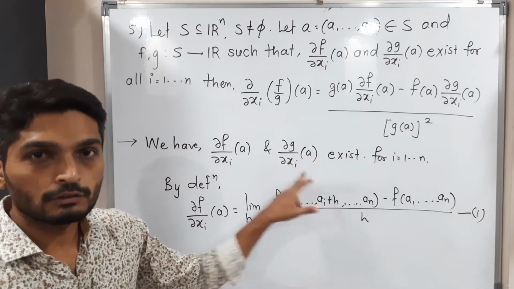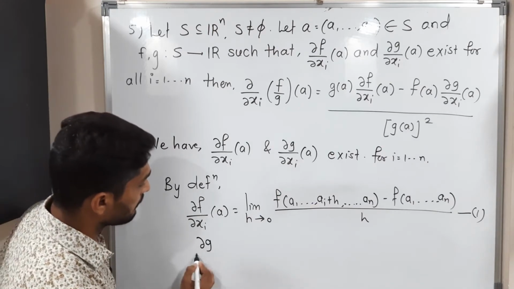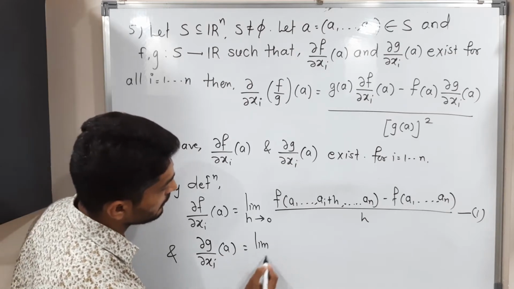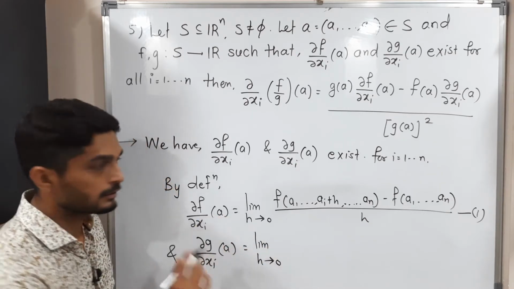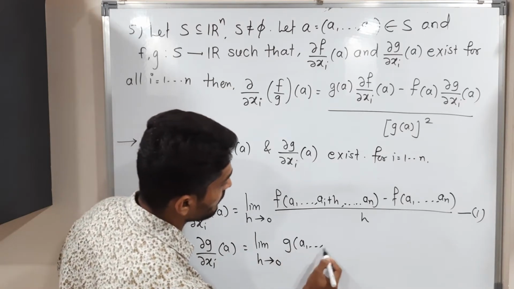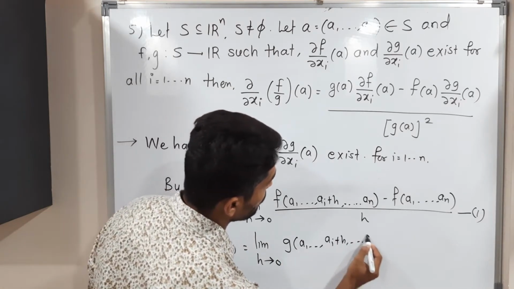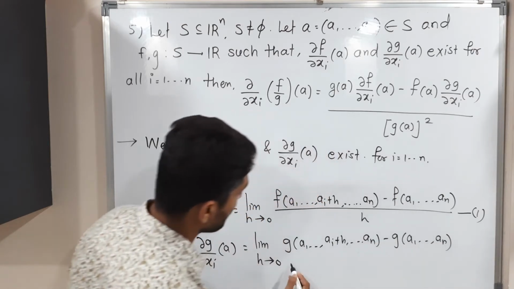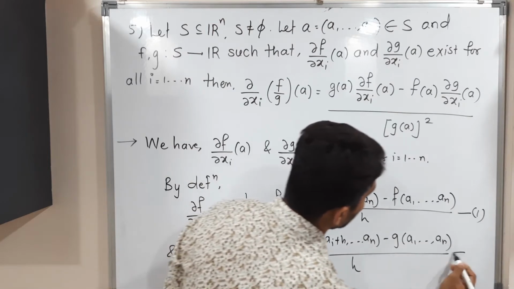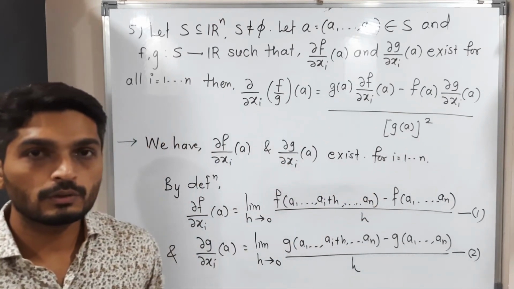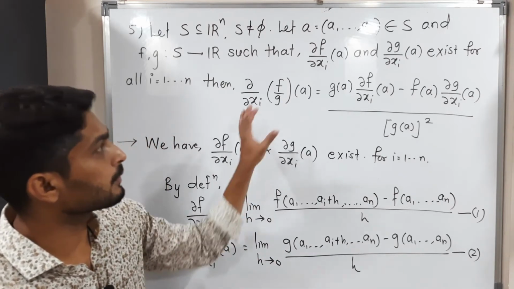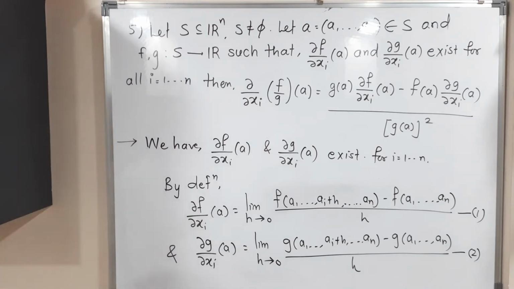Let us apply the definition for the second derivative. ∂g/∂xi of a is equal to limit h tends to 0 of [g(a1, a2, ai plus h, and so on, an) minus g(a1, a2, and so on, an)] divided by h, equation number 2. So using the given information we could write these two equations. After that we will start the actual proof, but before that I suggest you make a screenshot of it.